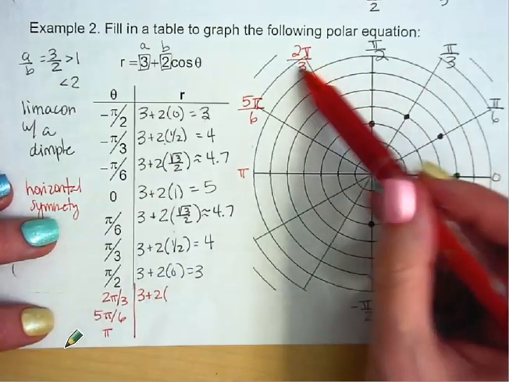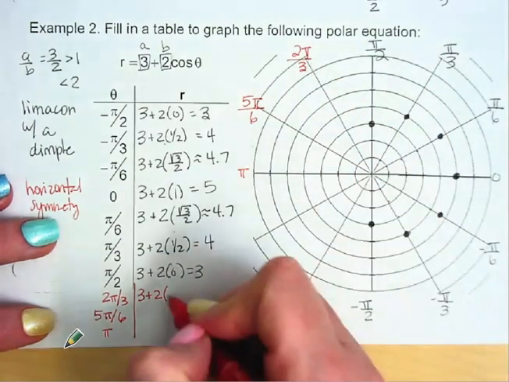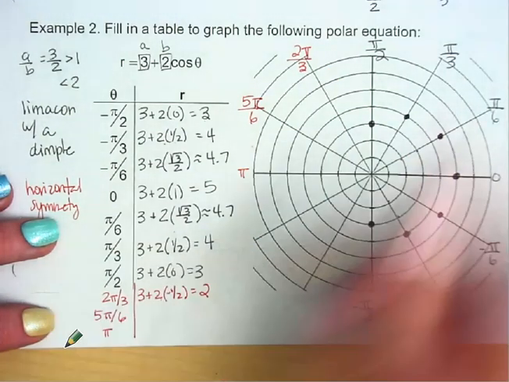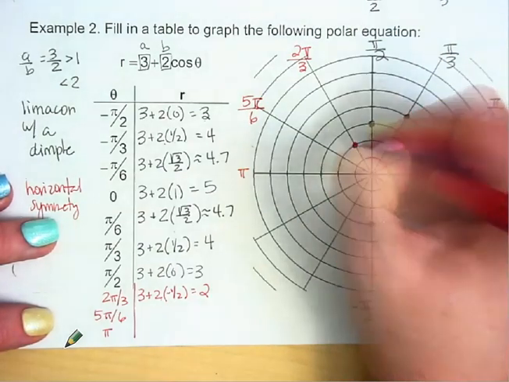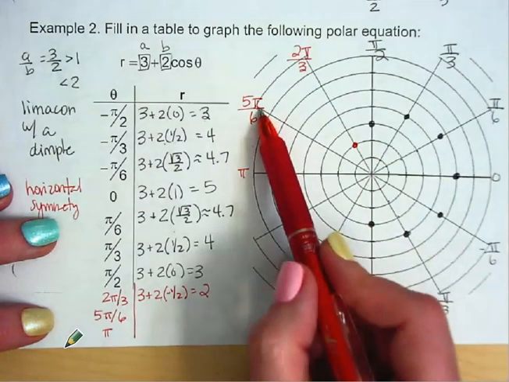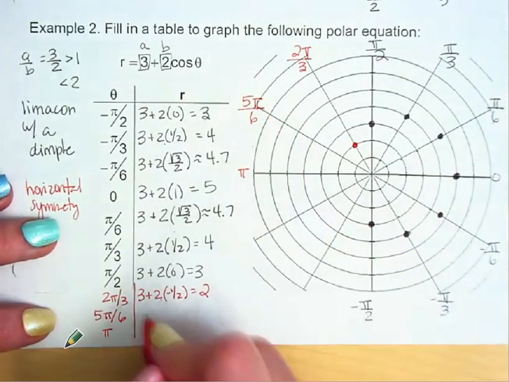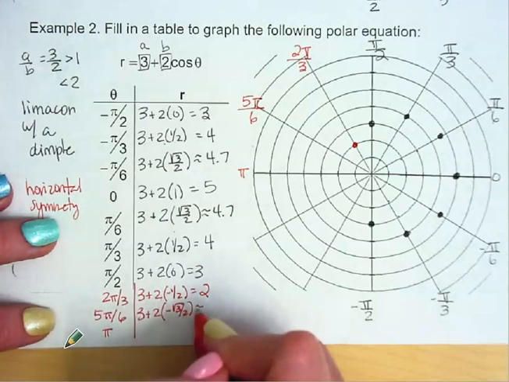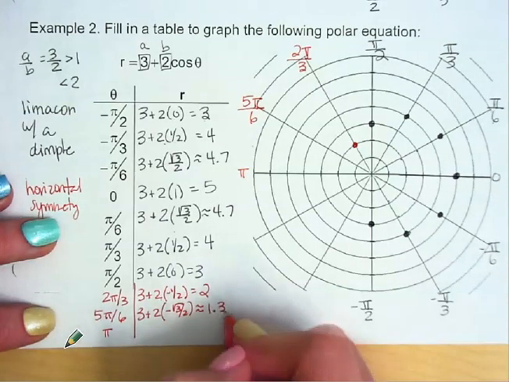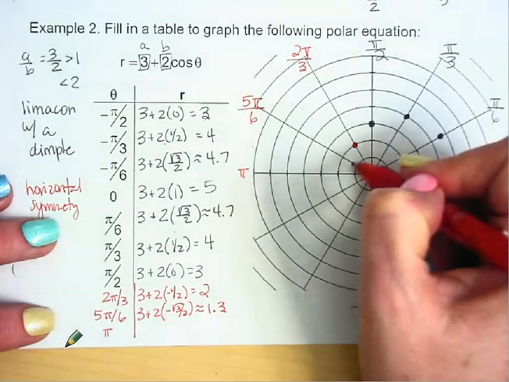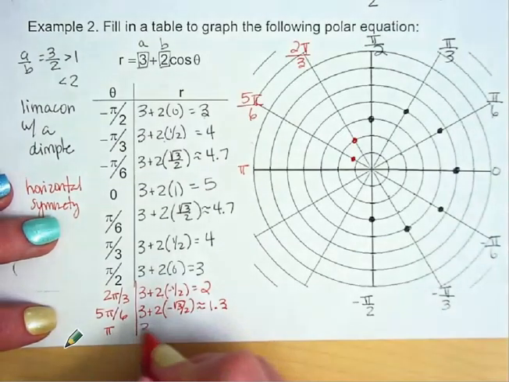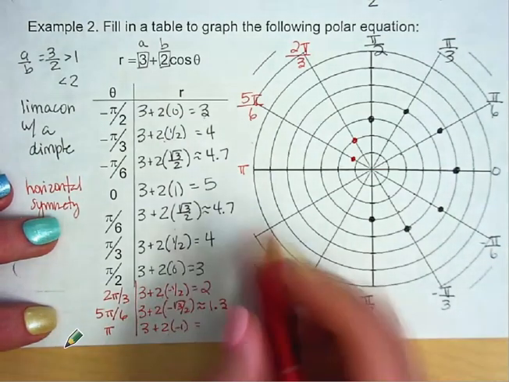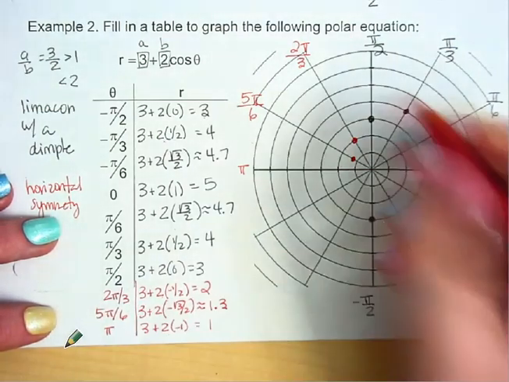The cosine of 2 pi over 3 is -1/2. So this is -1 plus 3 is 2. The cosine at 5 pi over 6 is -radical 3 over 2, which is approximately 1.3. And then at pi, the cosine is -1, so that gives me -2 plus 3, which is 1.